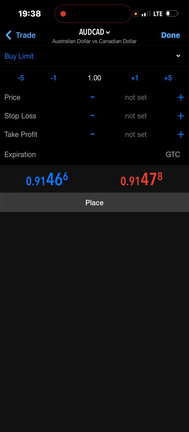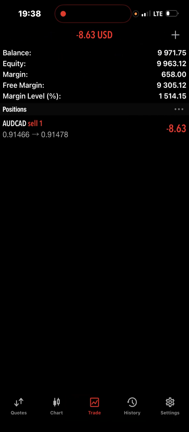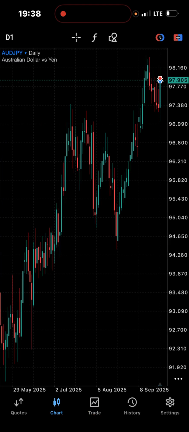So let's say you've done your analysis and maybe you've seen your structure, you've done all your confluences, your confirmations. So you're waiting for price to come back to your entry zone so you can continue the buying position, continue the buying trend. So what does that mean? Let me go to a chart example for us to be able to see what that means.